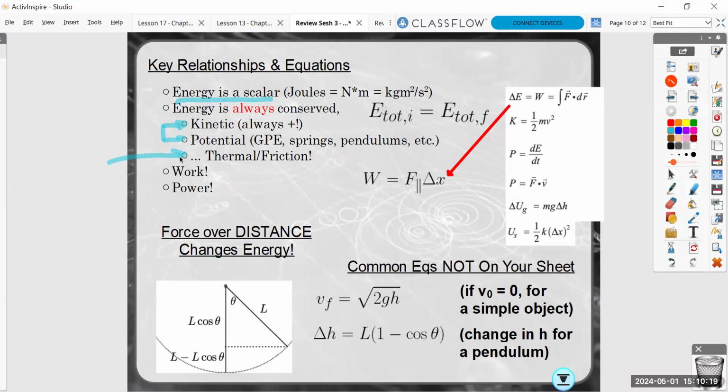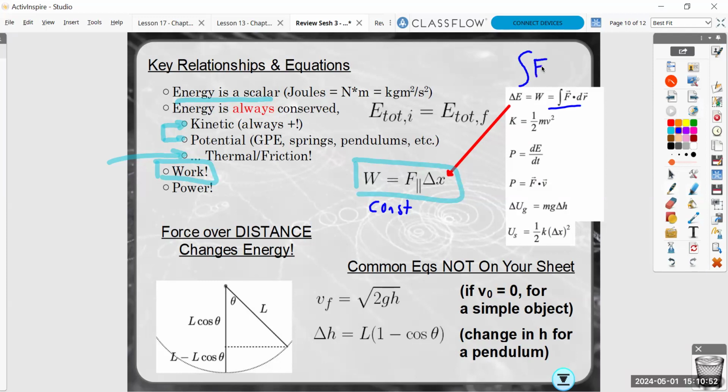Forces can also change your energy. They do work. The important thing to remember about work is that your force and your displacement have to be parallel. If your force is constant, you can just multiply them. If your force is not constant, you have to do an integral. It's written this way on your formula sheet, and for those of you in multi, it's written as a line integral. That dot product makes sure that they're in the same direction.